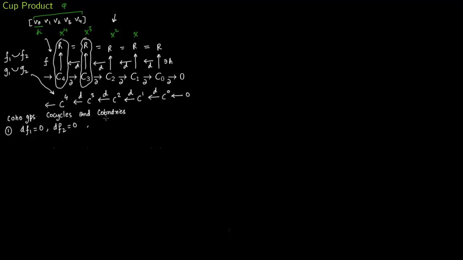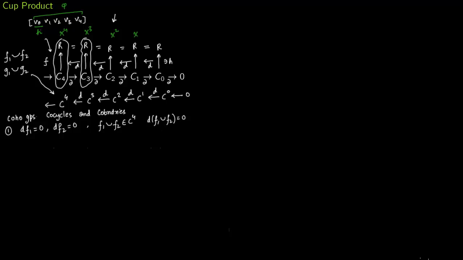So if you take f1 cup f2, you land up in C4. But if you take d of it, we want d of f1 cup f2 to be 0. So something like it will become d square, and you know this d square is 0. So if you have two cocycles, you take their cup product, you will land in C4. But if you take d of it, then it should give you 0, because d of both of them is 0. So that way you can pass on from here to cohomology groups.